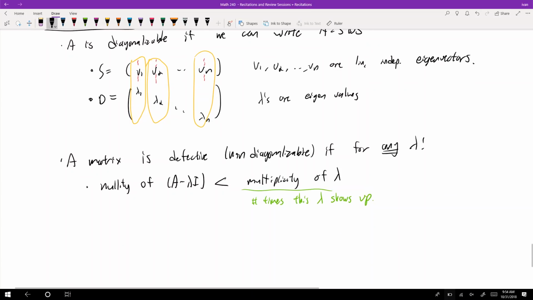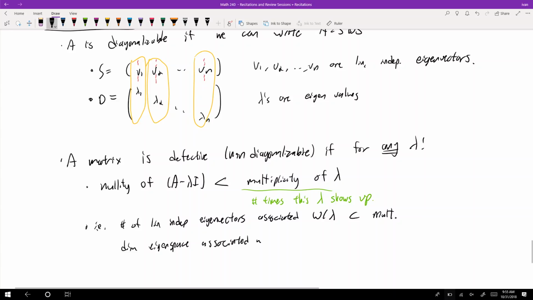So in other words, the number of linearly independent eigenvectors associated with lambda is less than the multiplicity. Or in other words, the dimension of the eigenspace associated with lambda is less than the multiplicity. So those three are all the same thing, right?